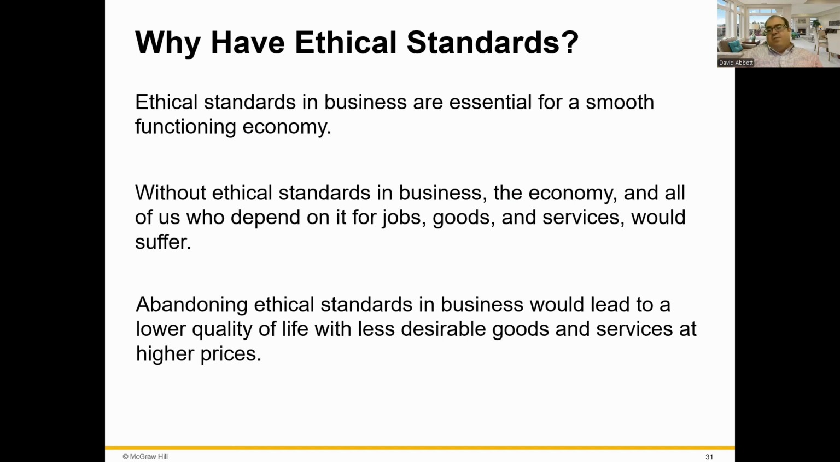But why do we have ethical standards? Ethical standards in business are essential for a smooth functioning economy. Without ethical standards in business, the economy and all of us who depend on it for jobs, goods, and services would suffer. Abandoning ethical standards in business would lead to a lower quality of life with less desirable goods and services at higher prices. And again, ethics matter not just within the organization, but it can also be in areas and things that would affect people outside the organization.